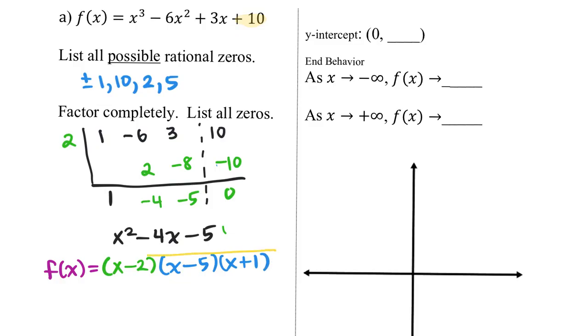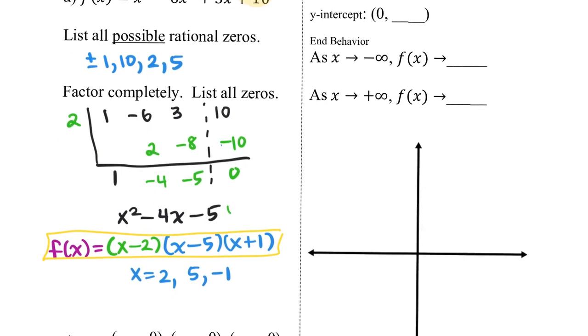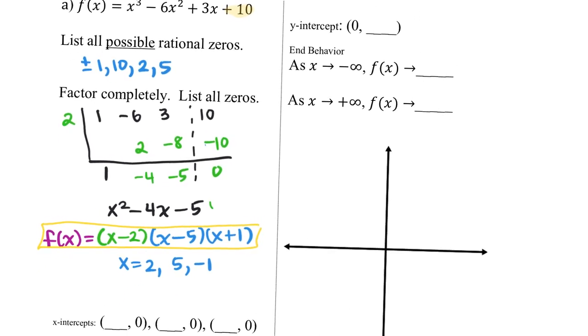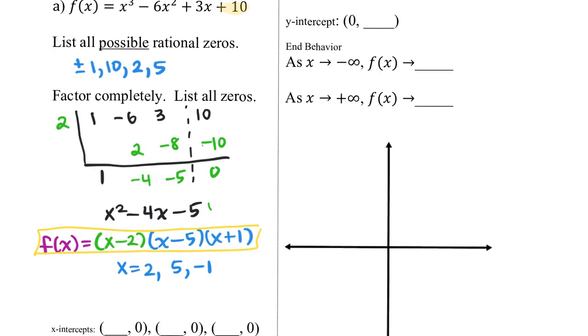What else does it tell me to do? List all zeros. Those are the x values. So x is 2, 5, and negative 1. I got 3 zeros because the fundamental theorem of algebra told me I was going to get 3 zeros. Now we're going to try to graph this using the information. Since I got 2, 5, and negative 1 as my zeros, those are my x-intercepts. So my x-intercepts are (2, 0), (5, 0), and (negative 1, 0). I'm going to go ahead and add them to the graph.